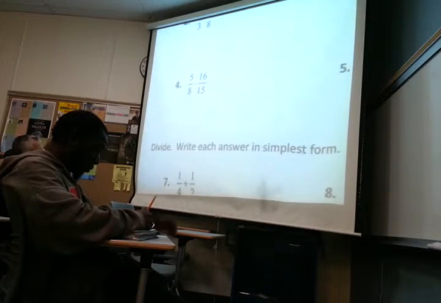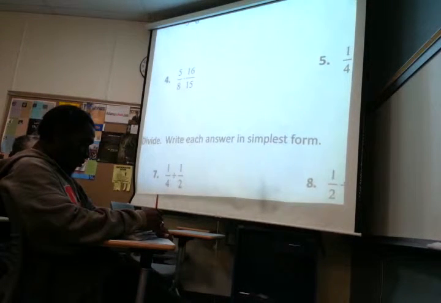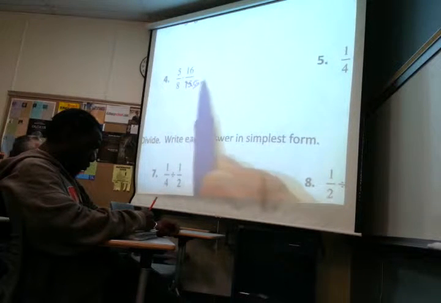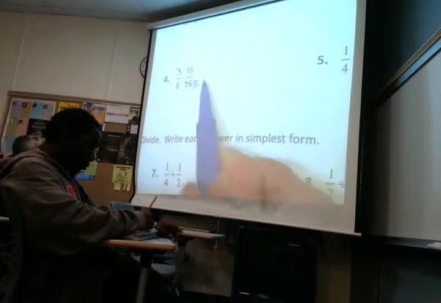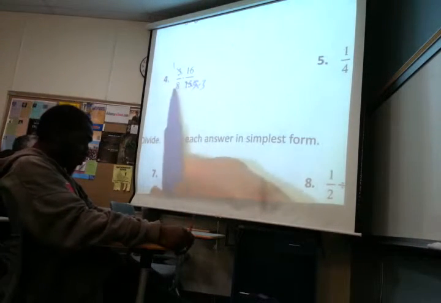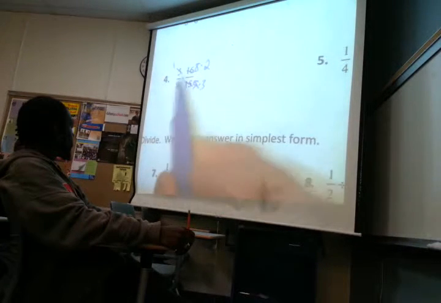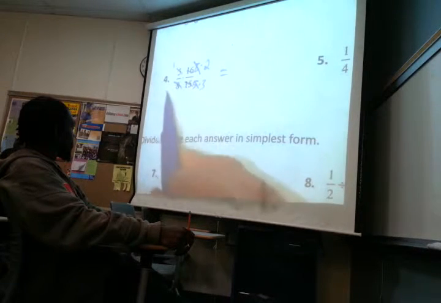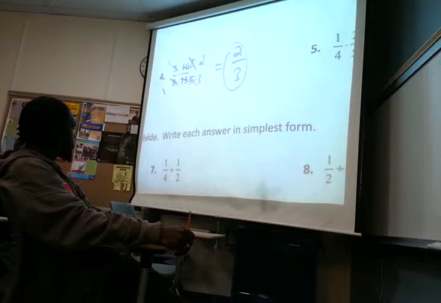Number 4, the same kind of way. In fact, number 4 is almost the same problem. It's kind of funny. They just added an extra factor up here, 16. So now I can do the same thing. 5 is on the top. 15 is 5 times 3. So again, the 5s cancel. 8's on the bottom. 16 is 8 times 2. So they're the same way. The 8's cancel. So what's left alive? 1 times 2, 2. 1 times 3, 3. 2/3. I like it.